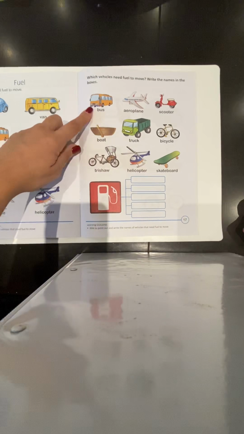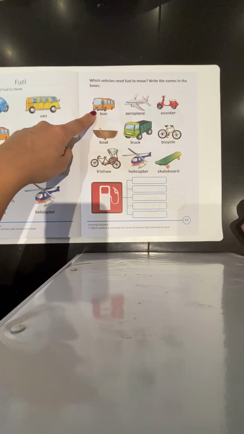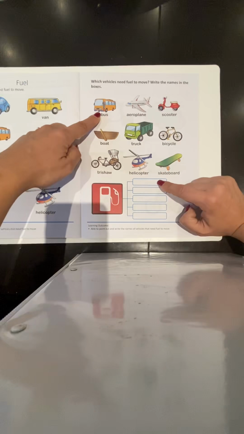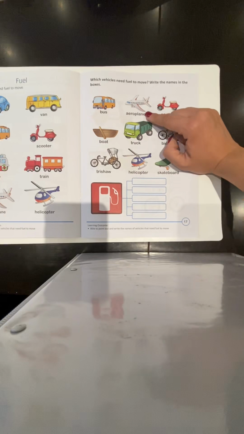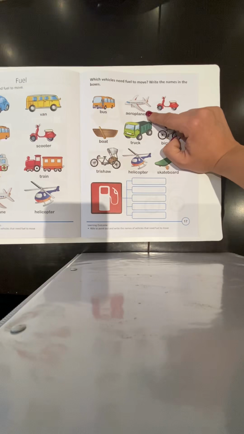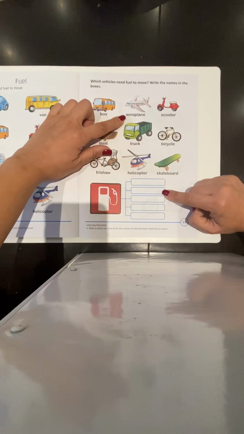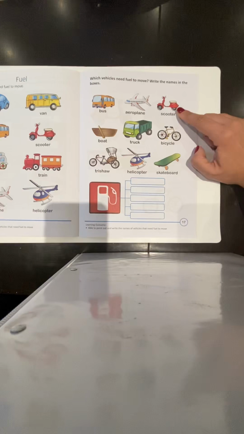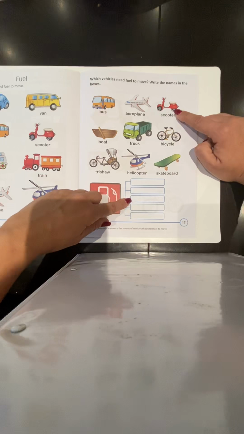Now let's look at the first one. Does the bus need fuel to move? Of course it does. It does need fuel to move. So we're going to write bus in the first box. Now next, I have an airplane. Does an airplane need fuel to move? Yes, it does. Now we're going to write airplane in the second box. Now I have the next one, it's the scooter. Does a scooter need fuel to move? Yes, it does. So we're going to write scooter in the third box.